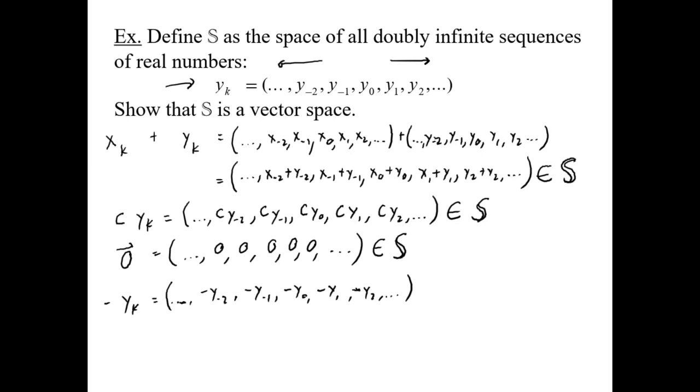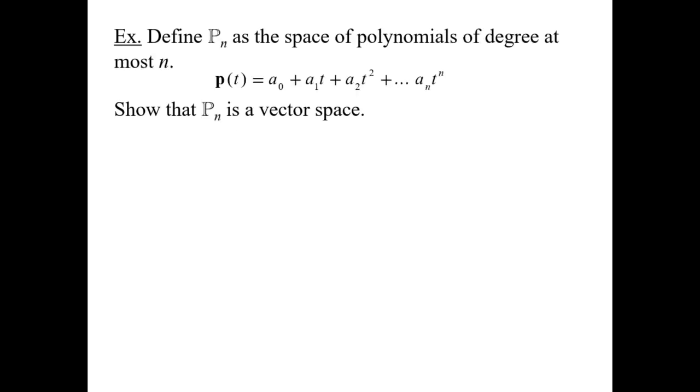Okay, so again, I could verify the other 6, but really these are the 4 that concern me. Because if I define addition in this way, the distributive property, associative property, commutative property, all that is going to follow just because we know what addition means. Okay, let's try another one here.